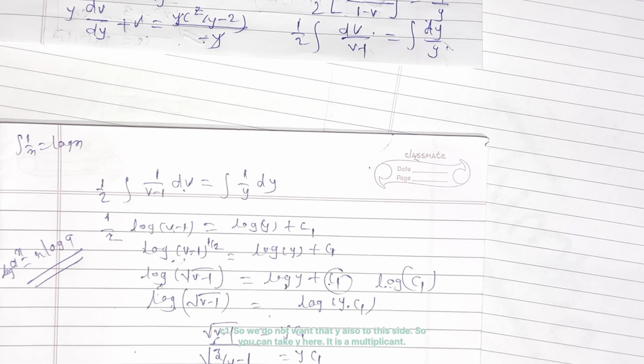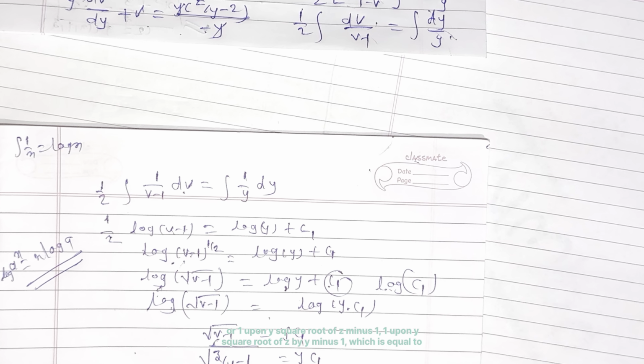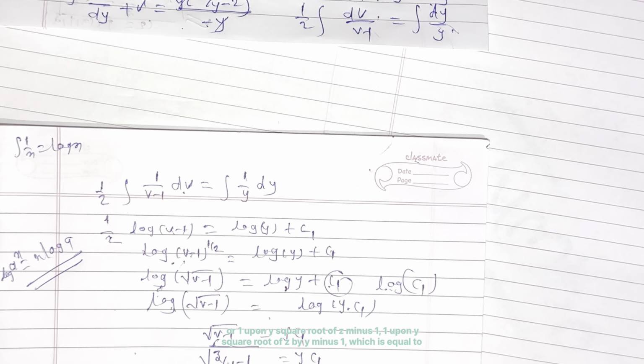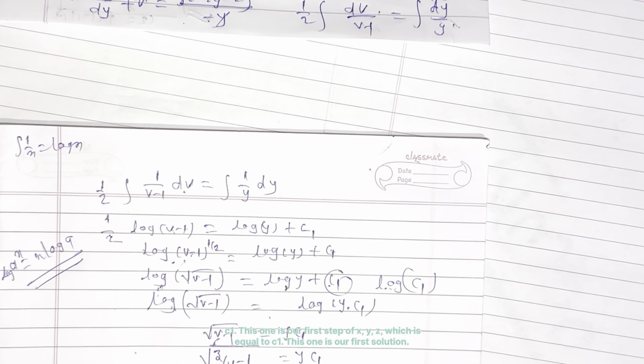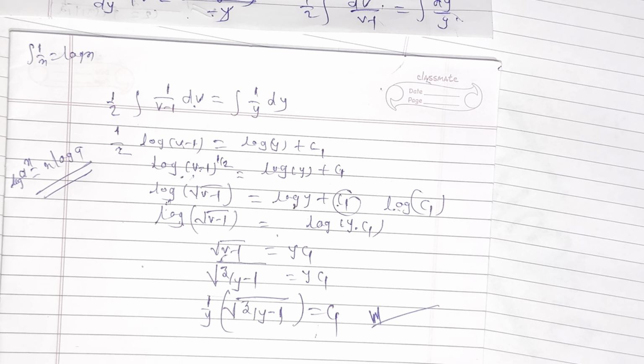We do not want that y on this side either. So you can take y here; as it is a multiplicand, it goes to the denominator. Square root of z by y minus 1 upon y, you can write it this way also, or 1 upon y square root of z by y minus 1, which is equal to c1. This one is our first f of x y z, which is equal to c1.